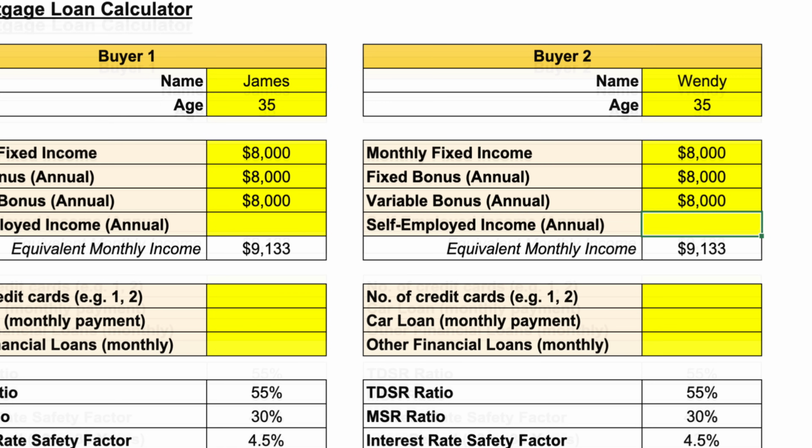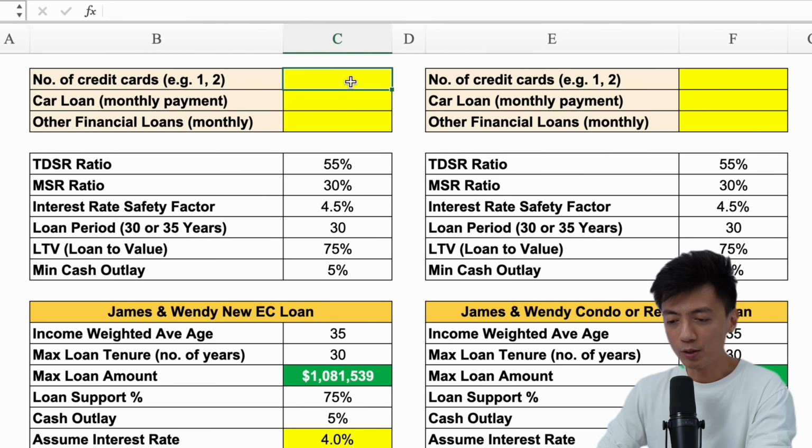And if you're a self-employed individual, you can key in your annual income as per your IRAS statement in this field instead. Next, I'm going to key in some information on their financial liabilities, beginning with the number of credit cards that they own. I'm going to assume 2 credit cards for both of them and a monthly car loan of about $700 under James.